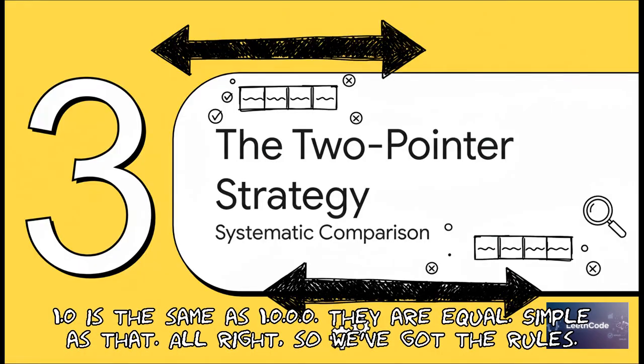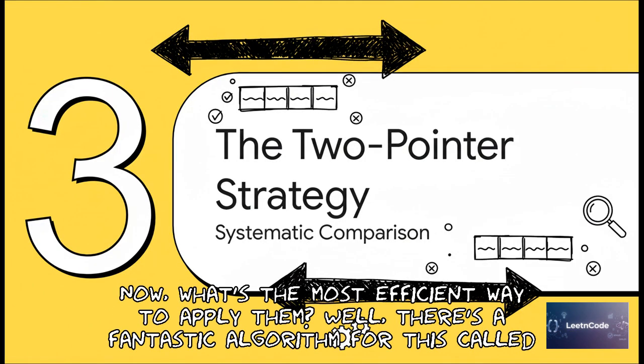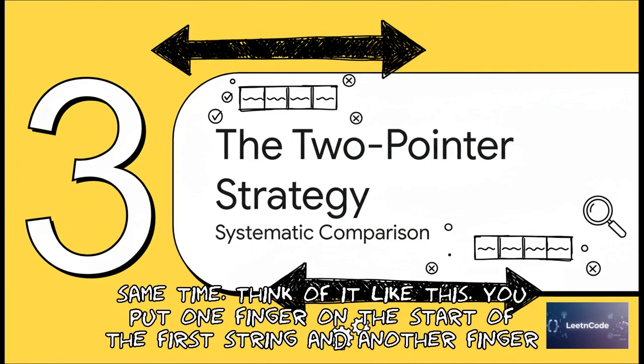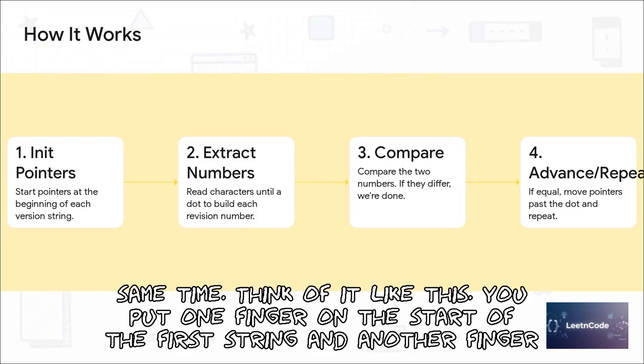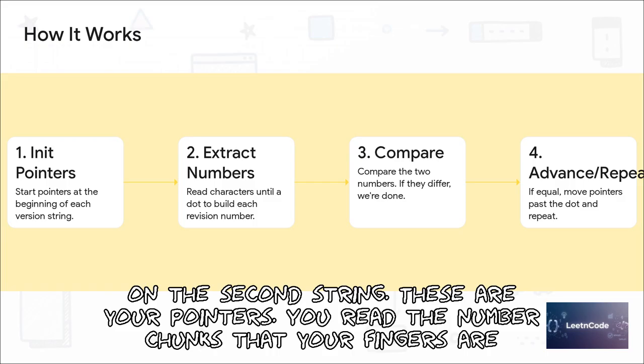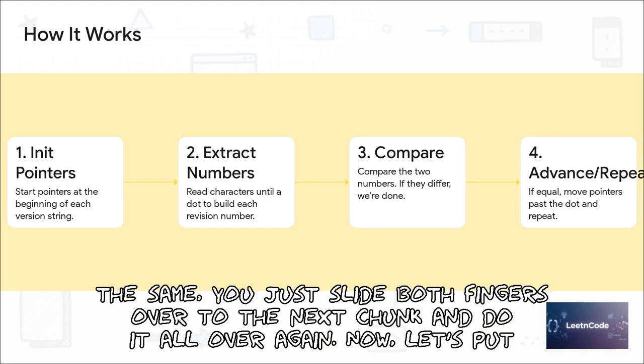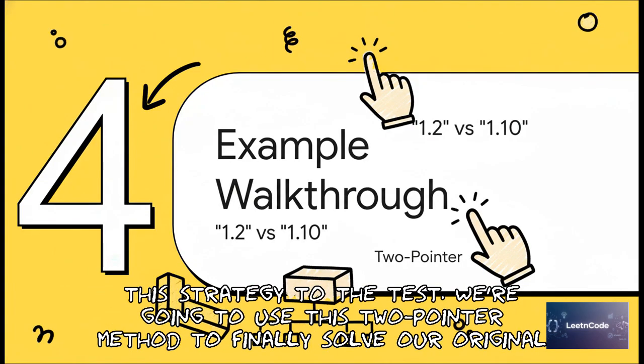All right, so we've got the rules. Now what's the most efficient way to apply them? Well, there's a fantastic algorithm for this called the two-pointer strategy. It's just a really clean, systematic way to walk through both strings at the same time. Think of it like this. You put one finger on the start of the first string and another finger on the second string. These are your pointers. You read the number chunks that your fingers are pointing to. You compare them. If they're different, boom, you're done. You have your answer. If they're the same, you just slide both fingers over to the next chunk and do it all over again.